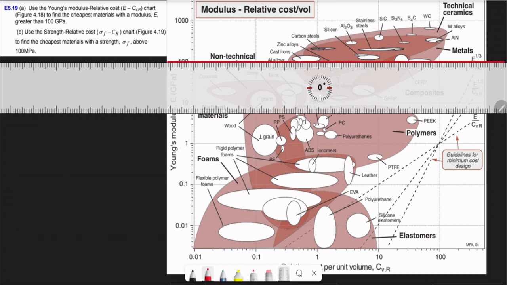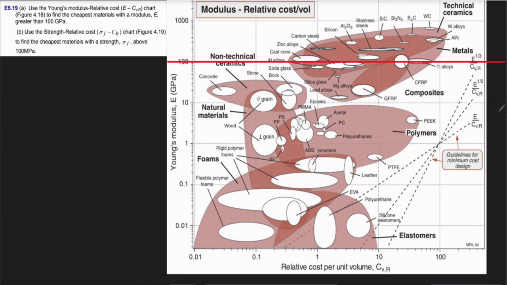Once we have a line, we can now look for cheap materials. Cheap materials means we want to reduce cost. So if you come here, the cheapest material we have is cast irons, and the second cheapest material is steel. So these are two materials for selection. So for A, these are our best materials.